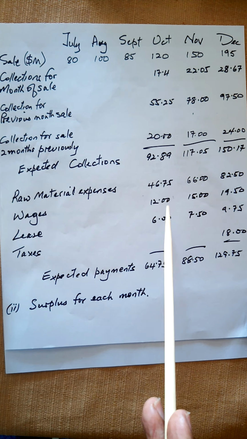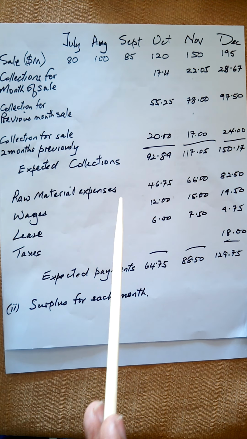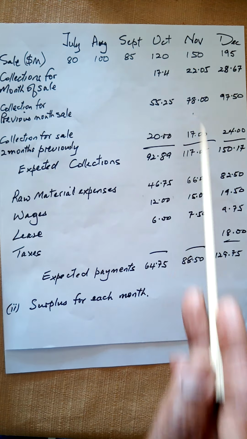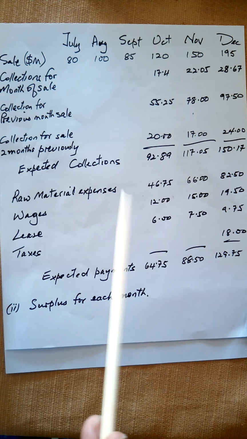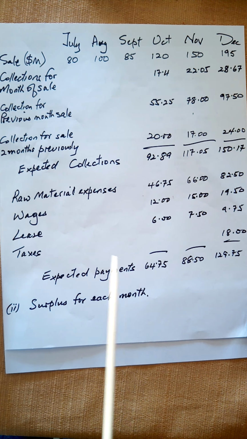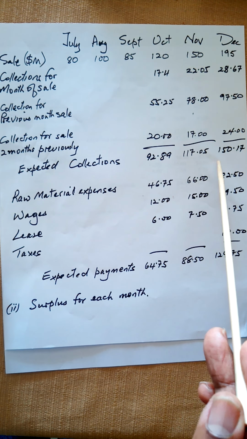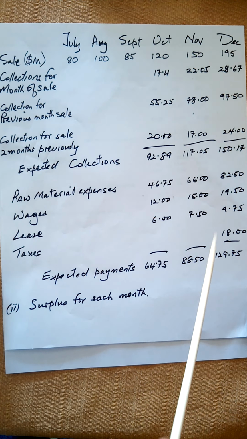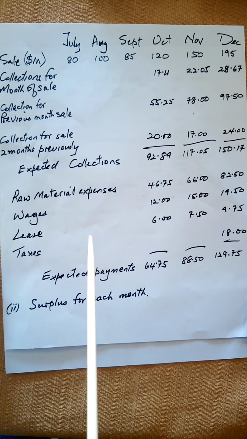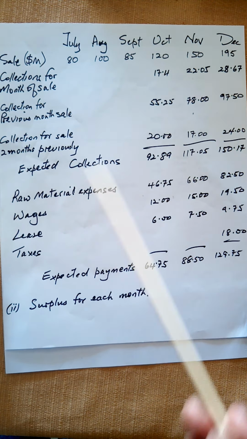Wages will be a percentage of that same month's sales. Lease or rent will be 5% of the same month's sales. And taxes are payable at the end of the quarter, which in our case will be December. So we add up the expected expenses, bam, bam, bam. We add up the expected collections, and we realize that there is a surplus. We collect more than we spend for every month, or expect to spend and expect to collect. So the first part of the question, do up the cash budget, this is it.